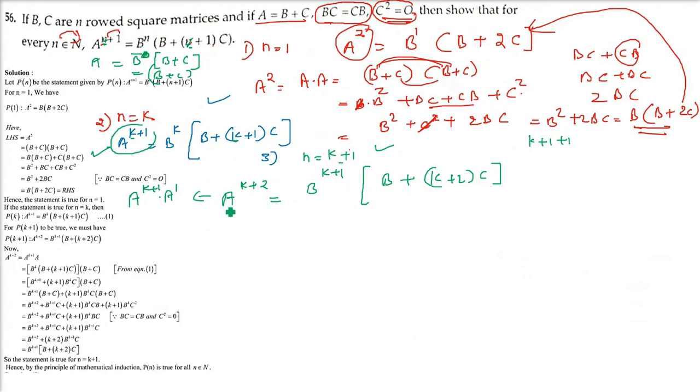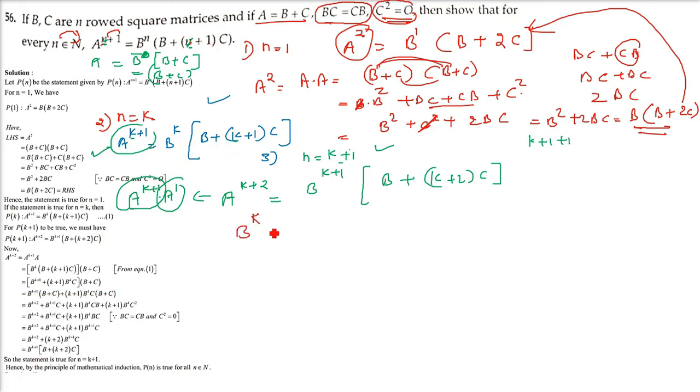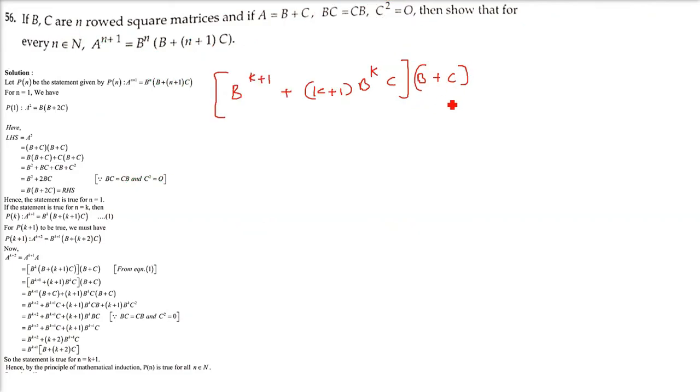So a^(k+1) I have already written, and a^1 I am writing as b plus c. This I am writing again: a^(k+1) is b^k plus k plus 1 into c, and a^1, as I just suggested, is b plus c. Just write b plus c. So we have already come till here.